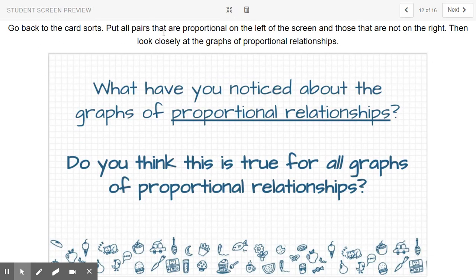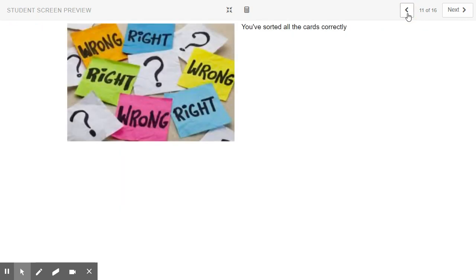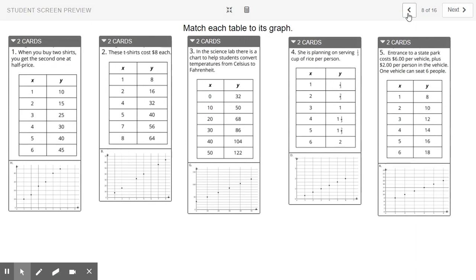All right, now we have to go back to the sorts, and what we're going to do, this is a very timely process, right? We're going to sort the sorts, and we're going to put the ones that are proportional on the left of the screen and the ones that are not proportional on the right, okay? So I'm going to go back to the first sort we did, and I do have to identify whether they're proportional or not, and I can use the table, right? So remember, if we can multiply all of the x's by the same number to get y, meaning we can find a constant of proportionality, then it's proportional. If not, then it's not.